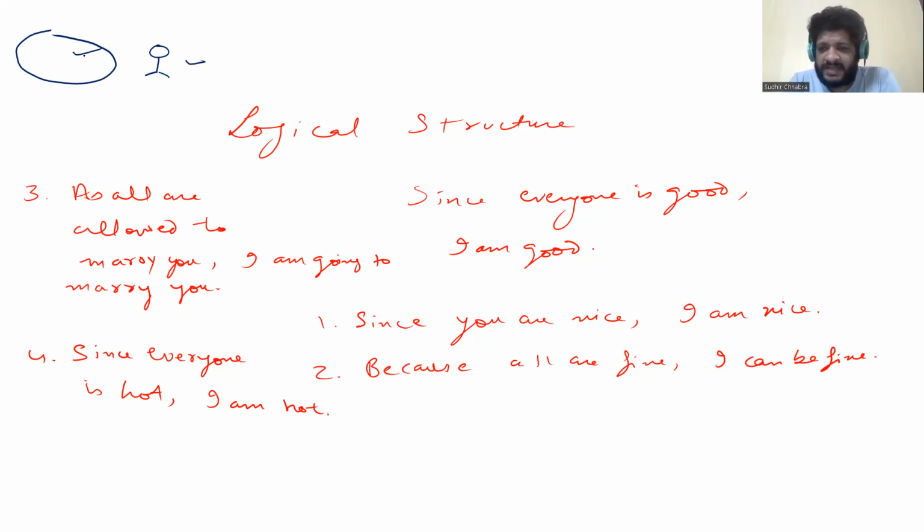Now, since you are nice, I am nice. This is wrong. Why? Because it compares one person to another. That is not the case. They should have been all here. As in, we do not know if this you is singular or plural concept.